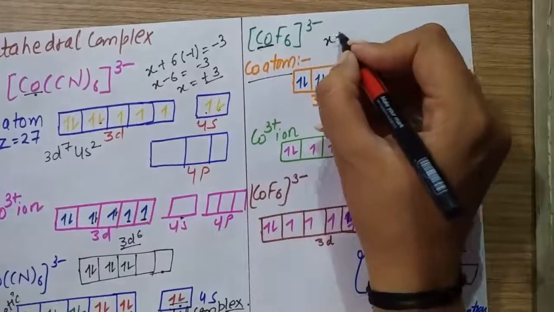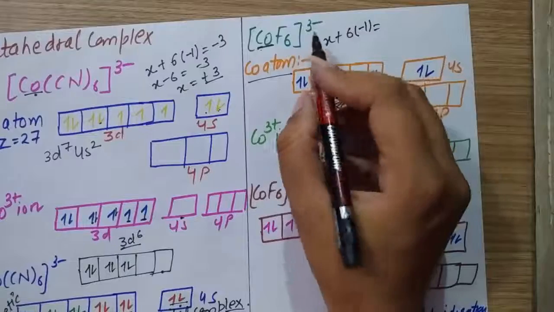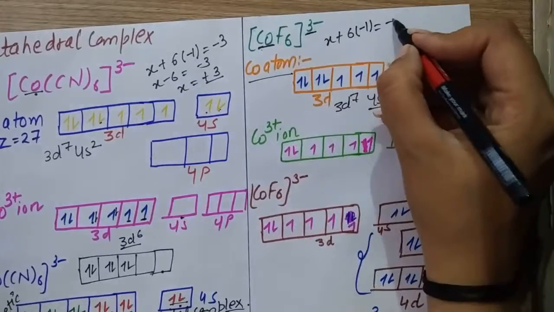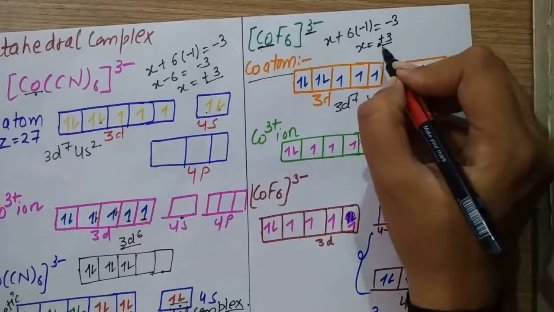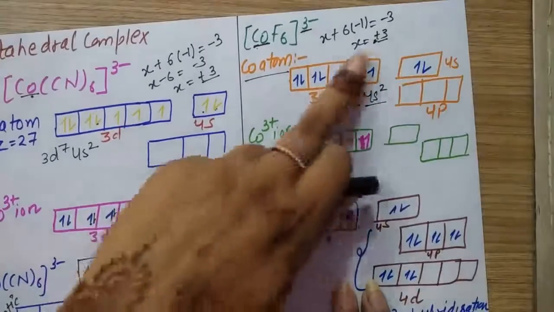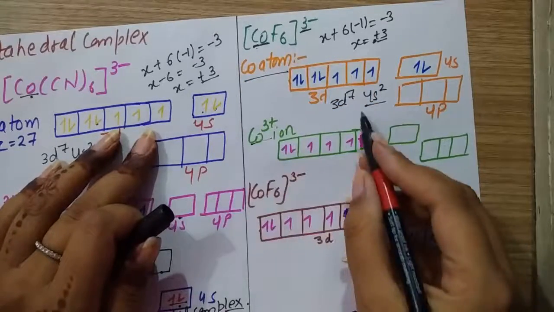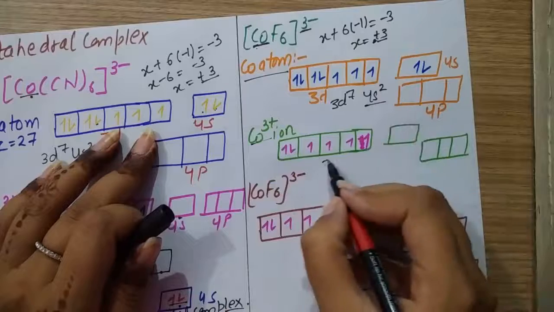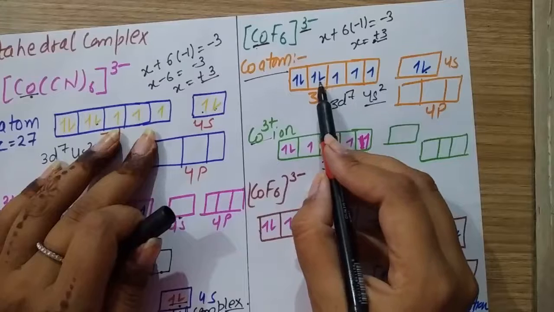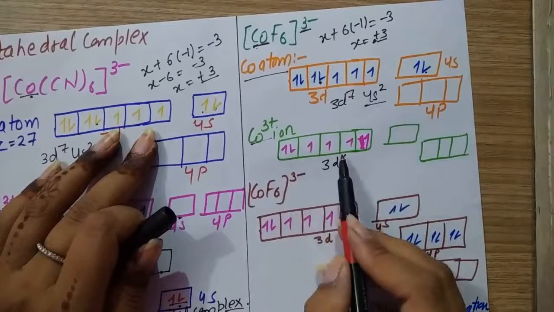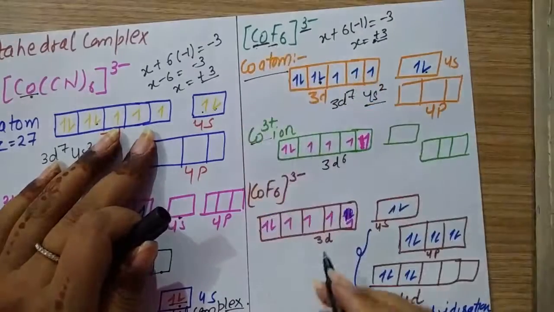Next step, we will find the oxidation state of cobalt atom. Let it be X. There are 6 fluorine atoms. Charge on one fluorine atom is -1. The total charge on this coordination sphere is -3. So X also comes out to be +3 in this coordination compound. So cobalt atom will give up 3 electrons to form Co3+, and the electronic configuration will become 3d6. 2 electrons from the 4s orbital and 1 from this paired electron, and so it will become 3d6.